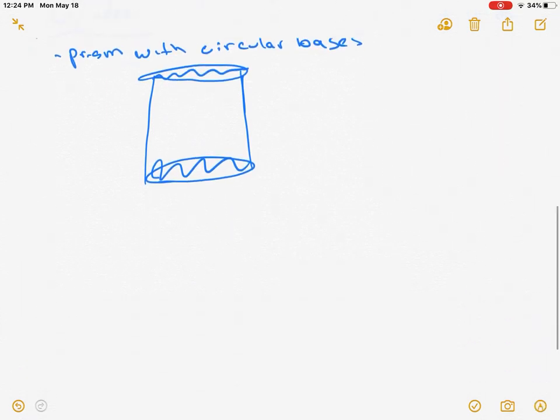Then we have a cone. A cone is a pyramid with a circular base.